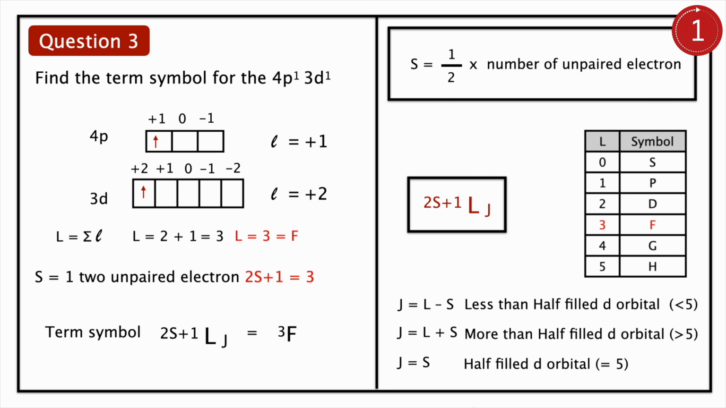For 4p1 3d1, write the orbitals separately. With 1 electron in d, L will be 2, plus 1 from p, which is 3. L equals 3 means an F system. Here there are 2 unpaired electrons, one in p and one in d. So 2 unpaired electrons mean S equals 1, and 2S plus 1 is 3. The term symbol is 2S+1 L J, where 2S+1 is 3 and L is F. So the term symbol is 3F.